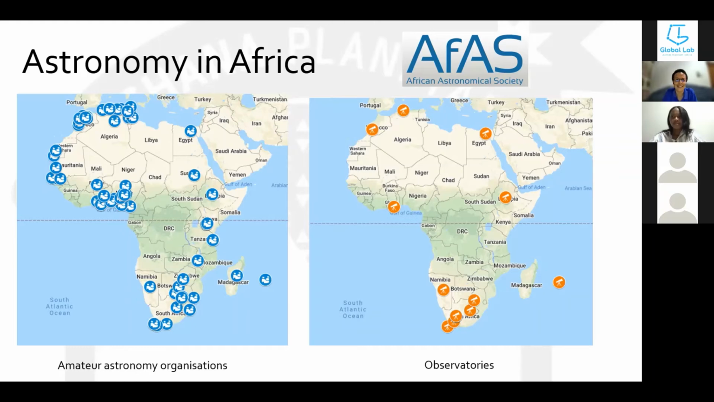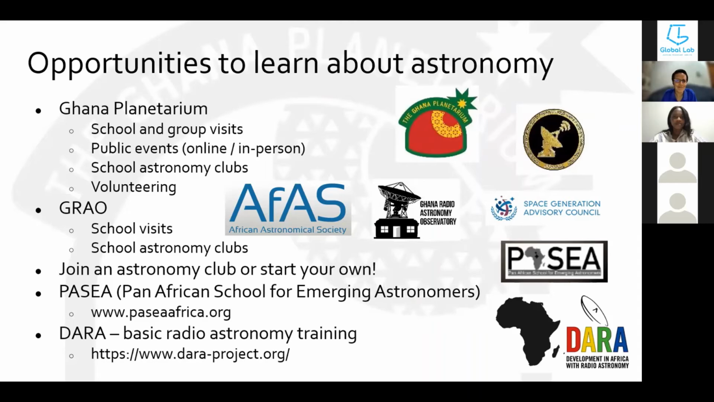So there are places that you can learn about astronomy. It's not all bad news, it's good news. So the Ghana Planetarium is great for schools and groups, also for the general public. You can find out about starting a school astronomy club. We do have volunteers, although again now, because we're not doing so many public events, not really so much of that at the moment. The observatory, again, is great for encouraging school visits and finding out again if we can start up astronomy clubs. You can use the map to join an astronomy club or start one of your own.